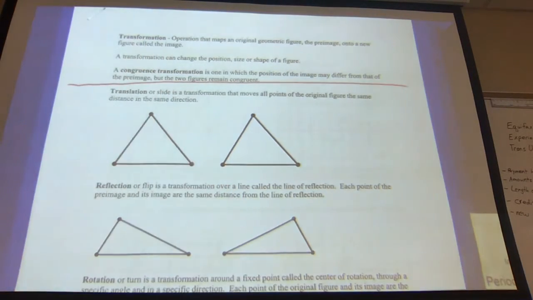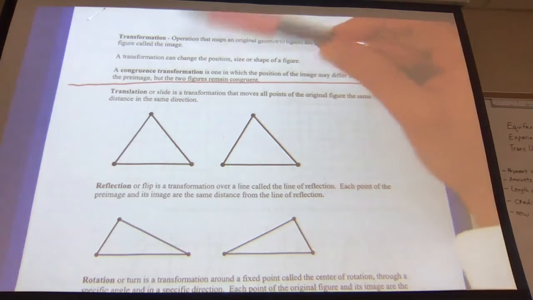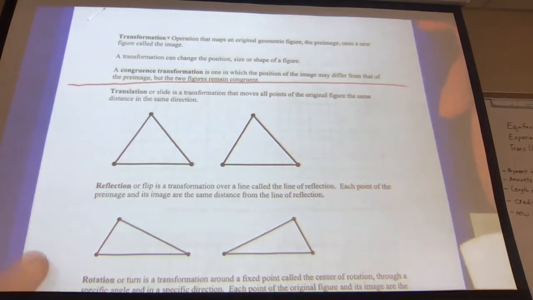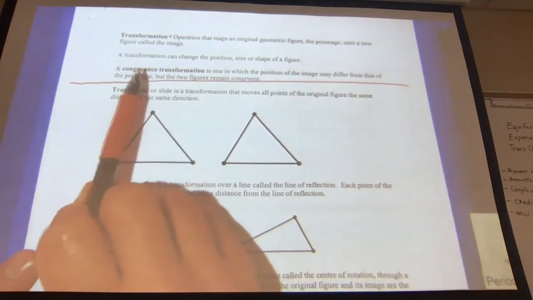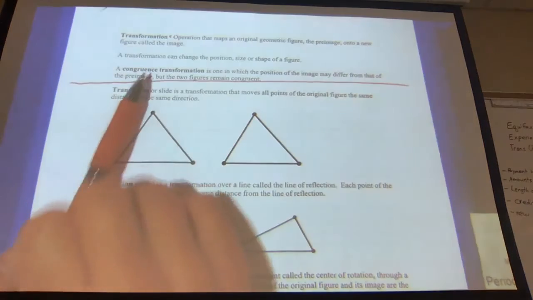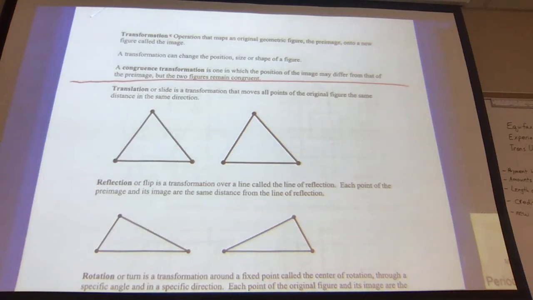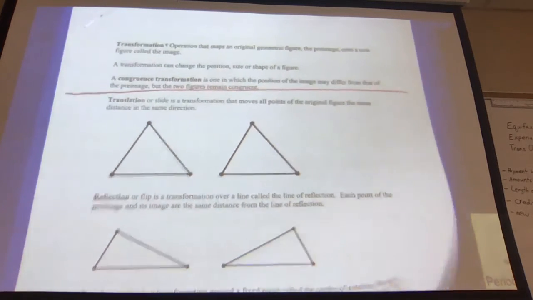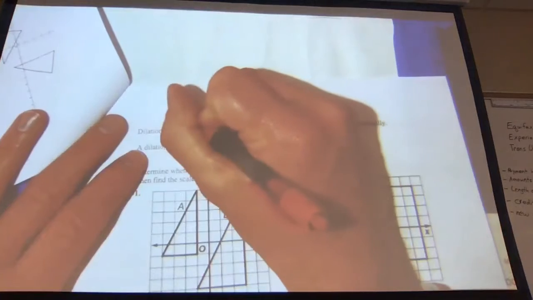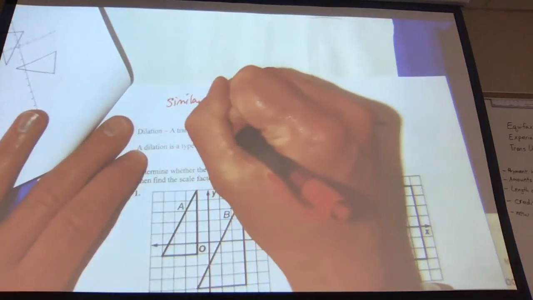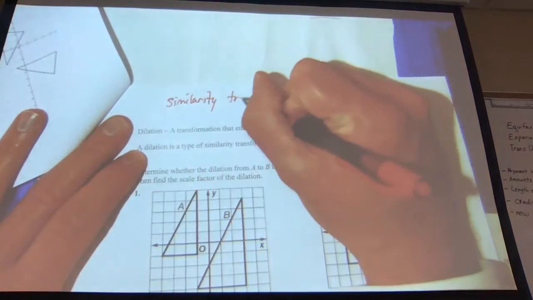Remember, a transformation is when we move a shape on the coordinate plane. That's all a transformation means, just moving the shape. There's two different types of transformations. A congruence transformation is the first one. Congruence transformation, when you move the shape does not change size. It stays the exact same. The opposite of that is what we're going to get back here on the second page, similarity transformation.